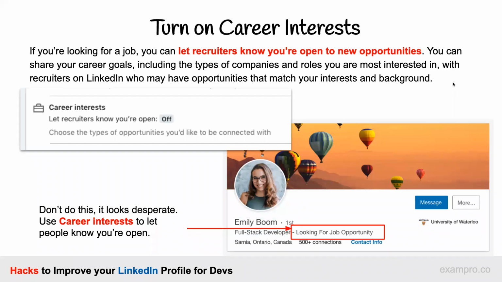Turn on career interests. There's a feature in LinkedIn called career interests, and it tells you whether you are looking for opportunities or not. A lot of people will say, I'm looking for opportunities, right in their headline. I don't recommend doing that because it just kind of looks desperate, right? There's a more implicit, more direct way, a way that recruiters are using, which is the career interest mode. And I'm just going to show you the features of it.